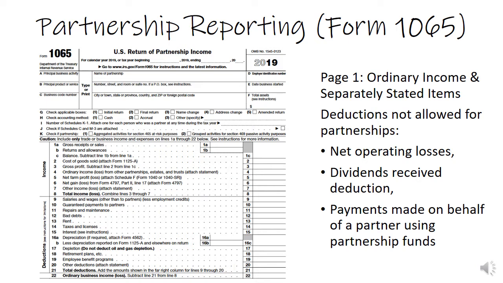There are certain deductions that are not allowed for partnerships. We'll talk about some of them in a little bit more detail later. Net operating losses. The loss itself goes back to the shareholder or the partner. The dividends received deduction only applies to corporations. And payments made on behalf of a partner using partnership funds. Any such payments, such as alimony, medical expenses, are considered income and taxed as ordinary income to the partner.